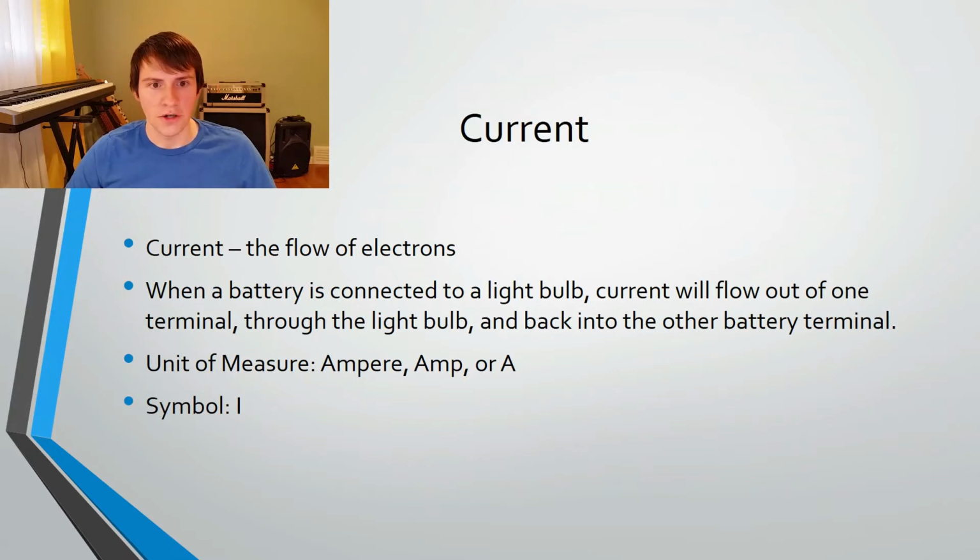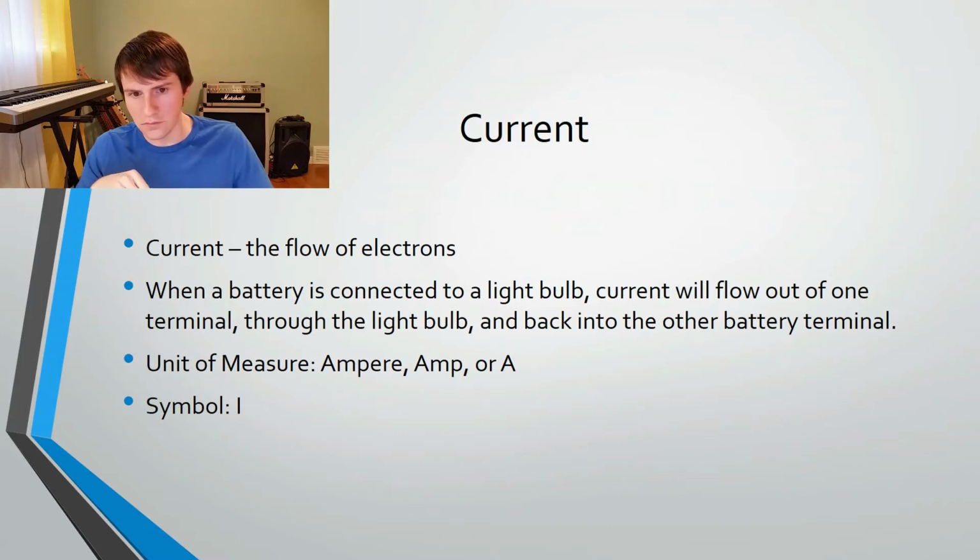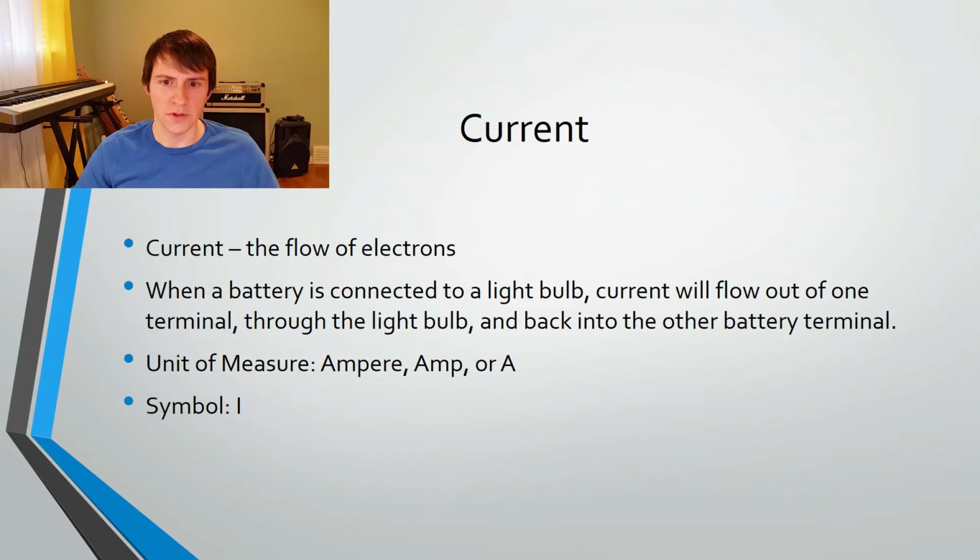The next thing is current, and current is the flow of electrons. So when a battery is connected to a light bulb, current will flow out of one terminal of the battery through the light bulb and back into the other battery terminal. And the unit of measure for current is the ampere. Most people just call it amps, or you can see it written down in shorthand as a capital A. The symbol for current is a capital I.